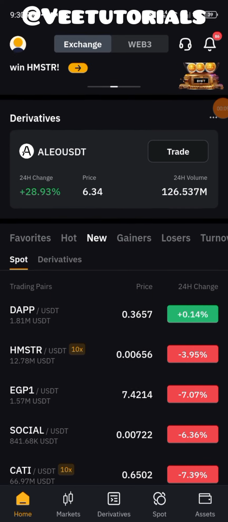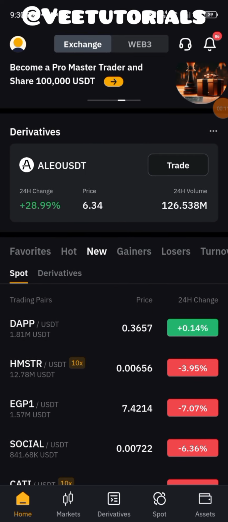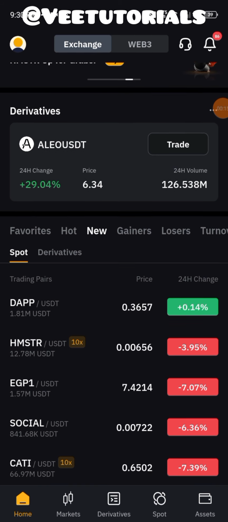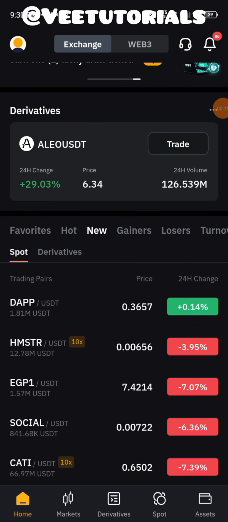Today we'll be looking at how you can turn your 10 USDT into 100 USDT and even more on Bybit. We're going to look at this new coin called Hamster Kombat, the new baby in the market that has a lot of potential and, from the look of it, is gathering momentum.